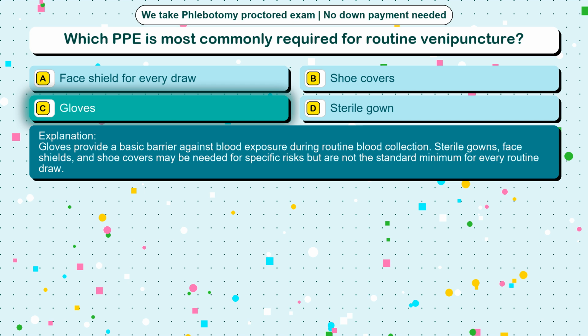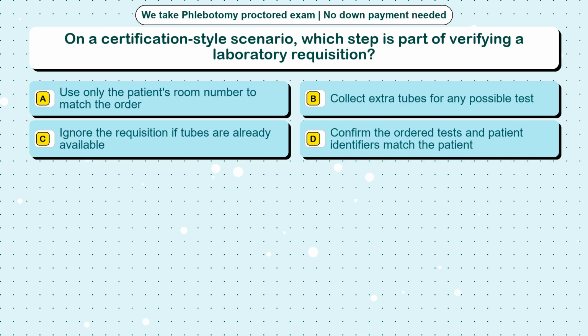Sterile gowns, face shields, and shoe covers may be needed for specific risks but are not the standard minimum for every routine draw. Question 78. On a certification-style scenario, which step is part of verifying a laboratory requisition?